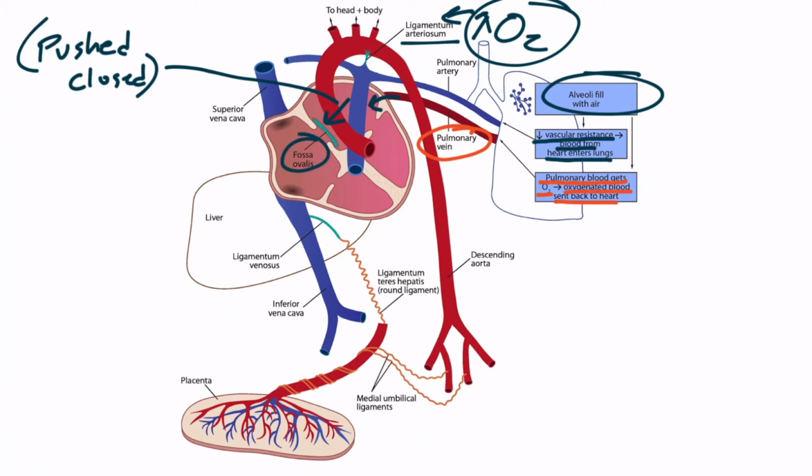And after birth, the placenta, which you can see down here, is no longer providing oxygenated blood through the umbilical vein. So the umbilical vein becomes the ligamentum teres hepatis, or round ligament of the liver.